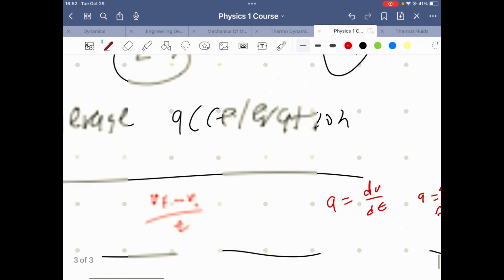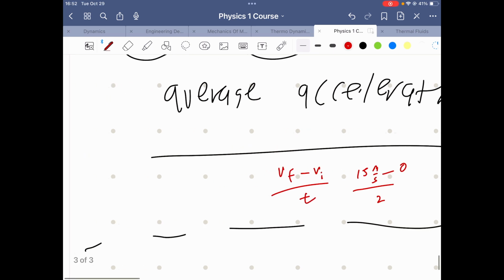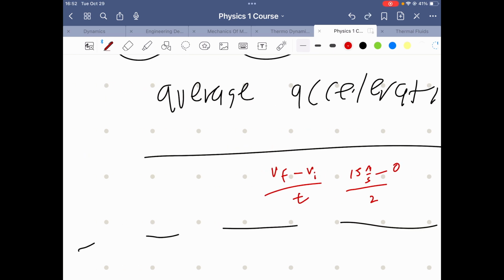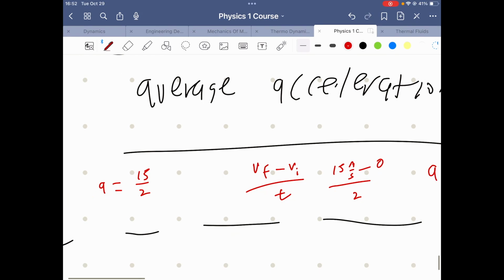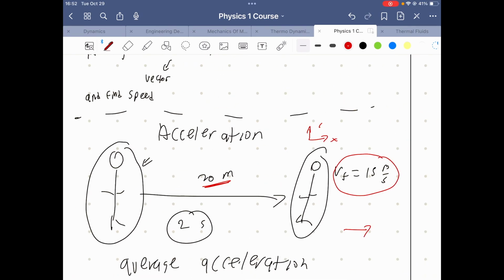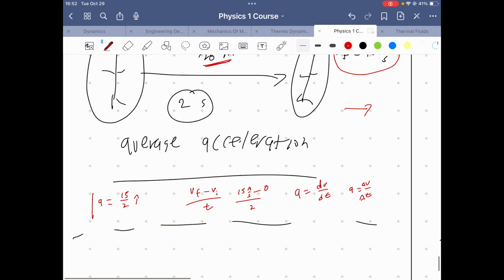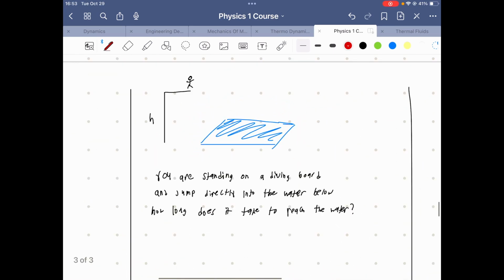So v final, we said, is 15 meters per second. And v initial is 0, divided by our total time of 2. We know that our average acceleration is equal to 15 over 2, and we're accelerating to the right. We see that there, so we're going to say this is, again, i hat, because we'll define this way being positive x and this way being positive y. There's our average acceleration.